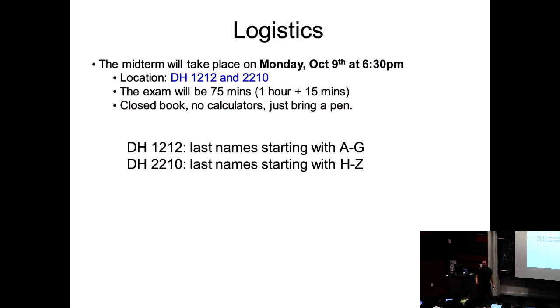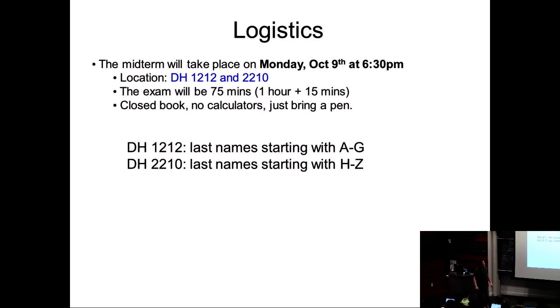So we have to split by names because there are a lot of students taking it online and here, and we just want to make sure that there is enough space for everyone. So the last names A to G are going to be in DH 1212. Last names H to Z are going to be in 2210. Okay? This information is also going to be posted on Piazza.